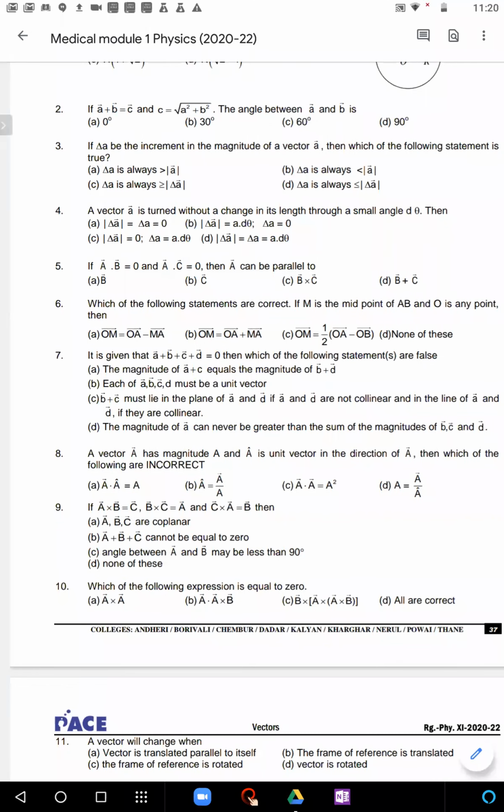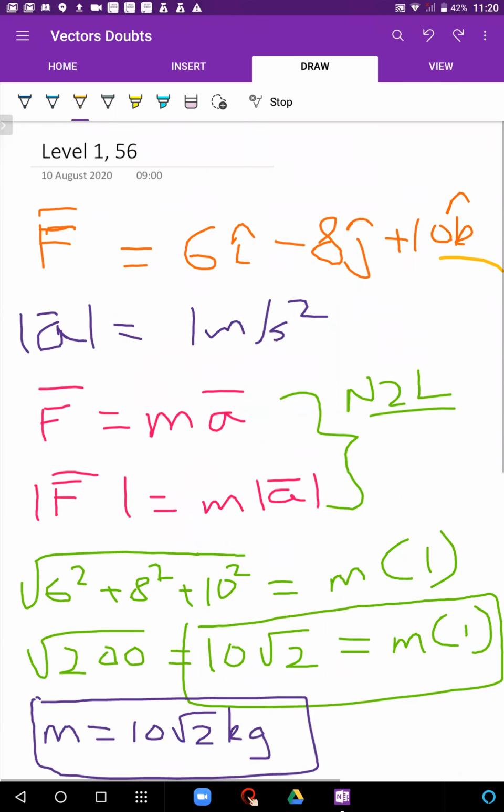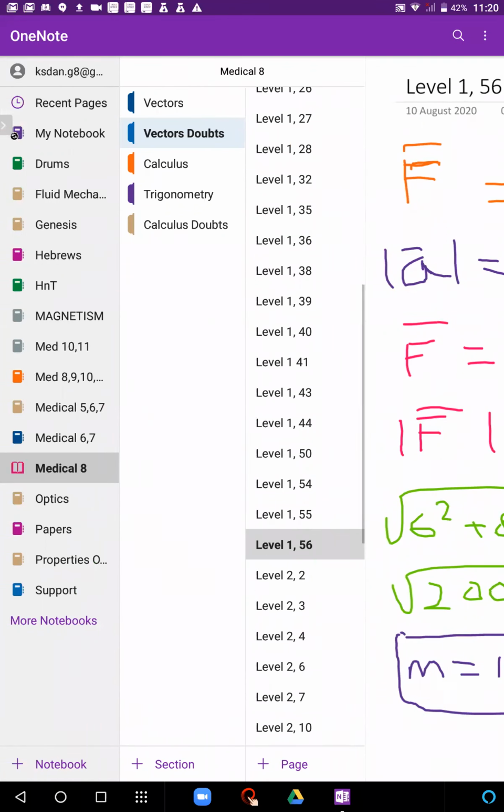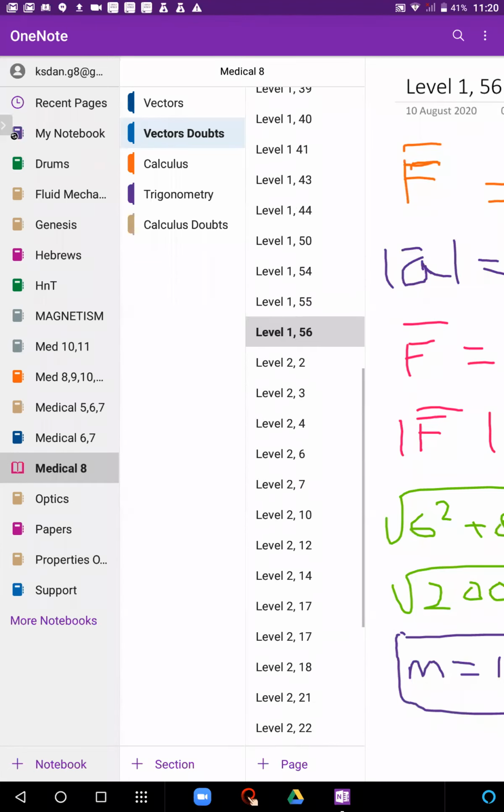चलो लेवल 2 क्वेश्चन नंबर 1. The resultant of the three vectors OA, OB, OC are as shown. Let's go through this quickly. I have noted down everything. सब कुछ है अभी. We basically asked everything from level 2. तो level 2 question 1 बना लेते हैं.